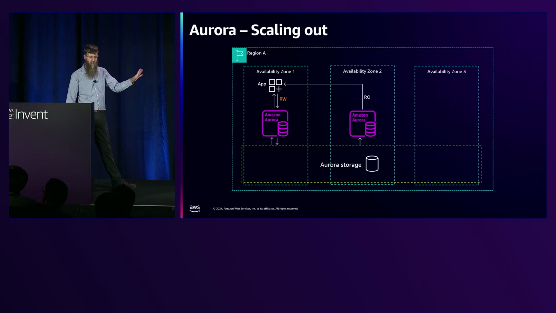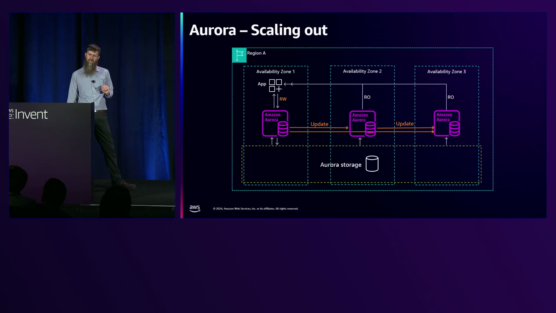So there's only ever one writer node, right? And one of its jobs is to keep all these replicas up to date as the transactions come in. So it's not perfectly synchronous, but it's milliseconds lag, right? So you don't really have to worry too much about having inconsistent results.